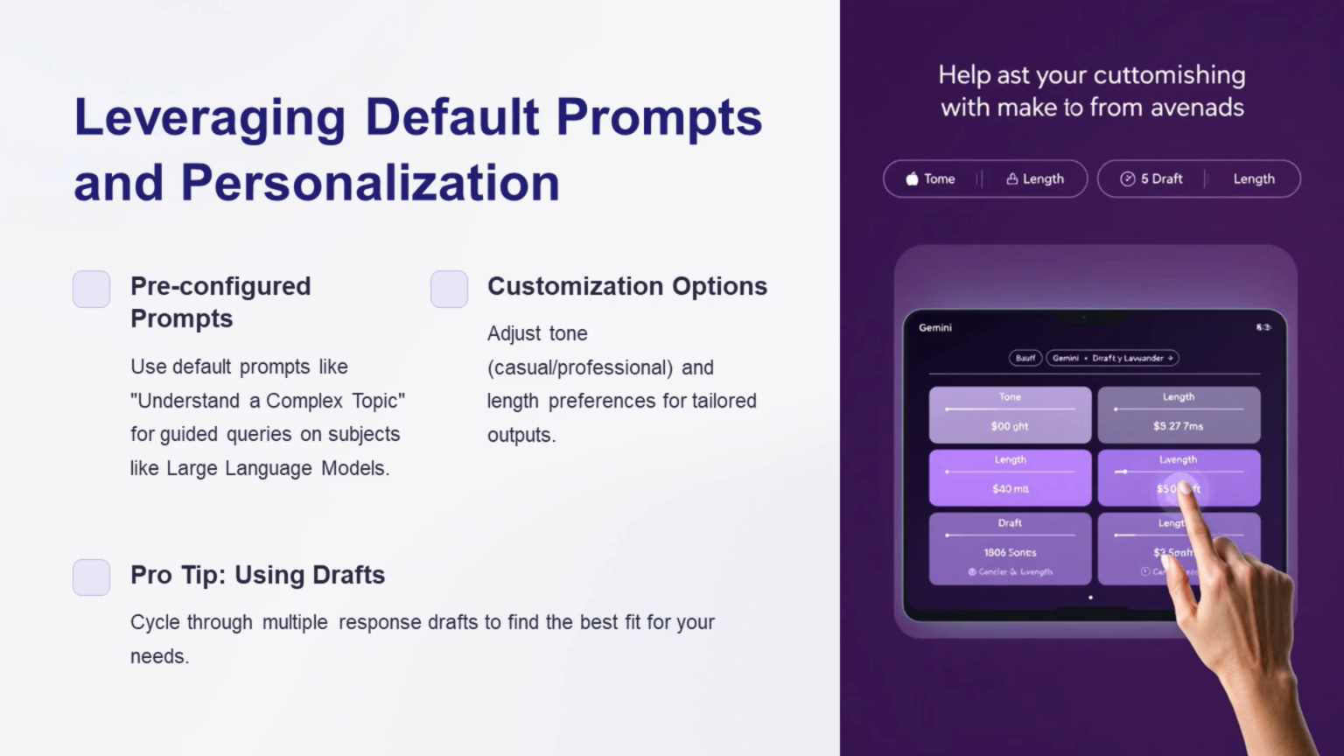Pro tip: using drafts effectively. Gemini generates multiple drafts for each response. Cycle through these drafts to find the one that best suits your needs.